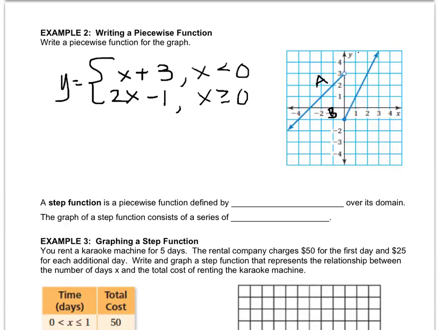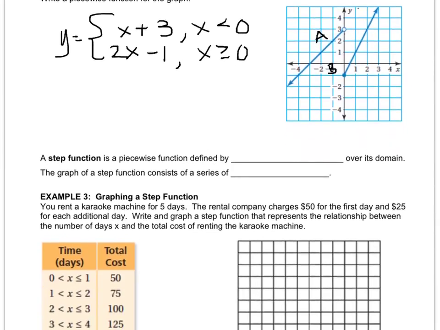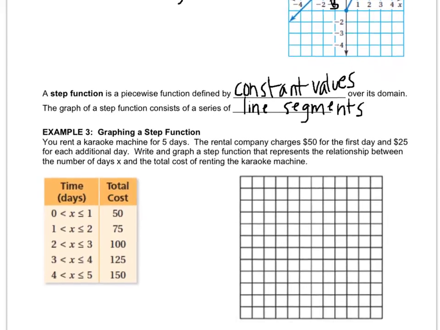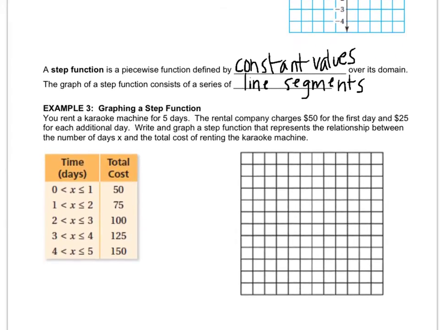There's an important type of piecewise function. It's called a step function. And a step function is a piecewise function defined by constant values. The graph of a step function consists of a series of line segments. So let's see what that really means. So we've got this karaoke machine for 5 days, and they're charging us $50 for the first day, $25 for each additional day. So we've got to write and graph a step function.